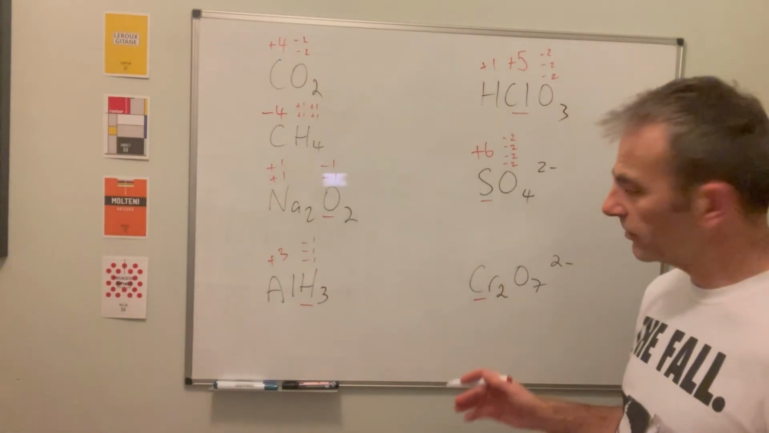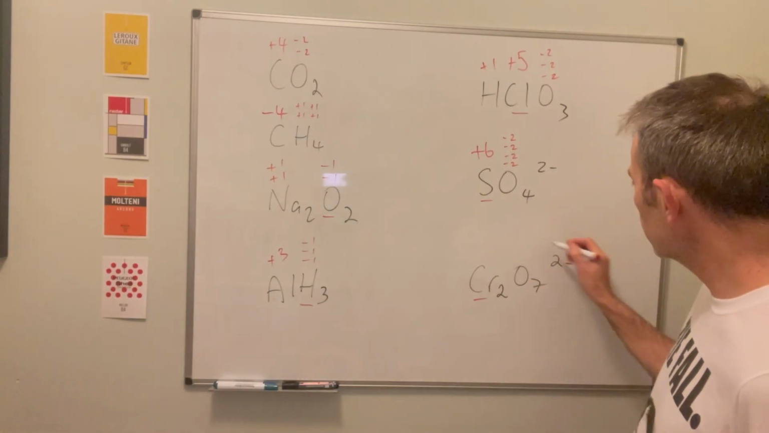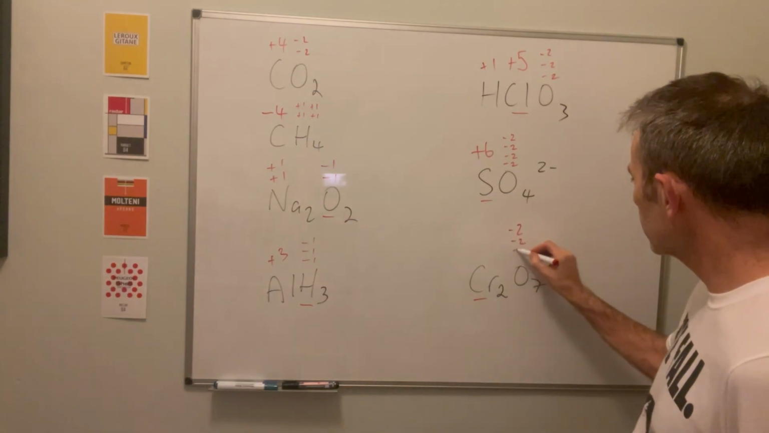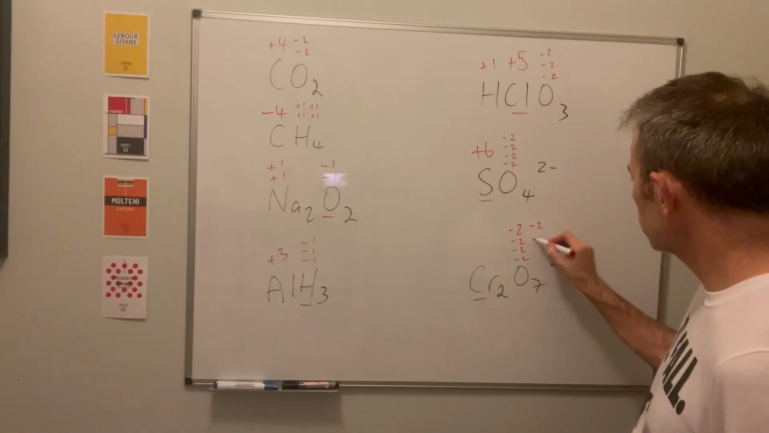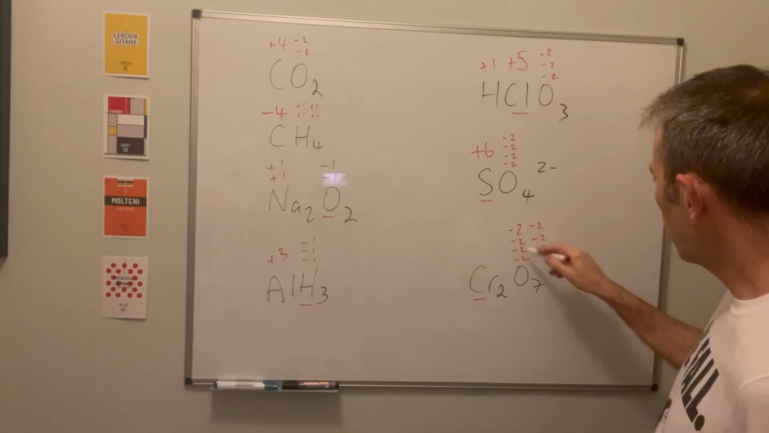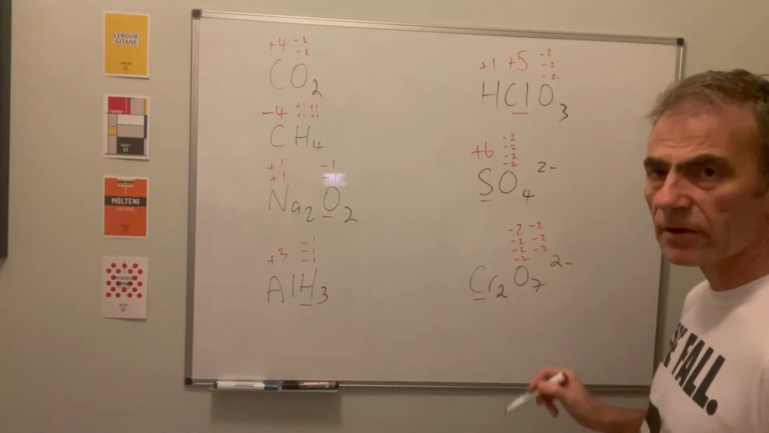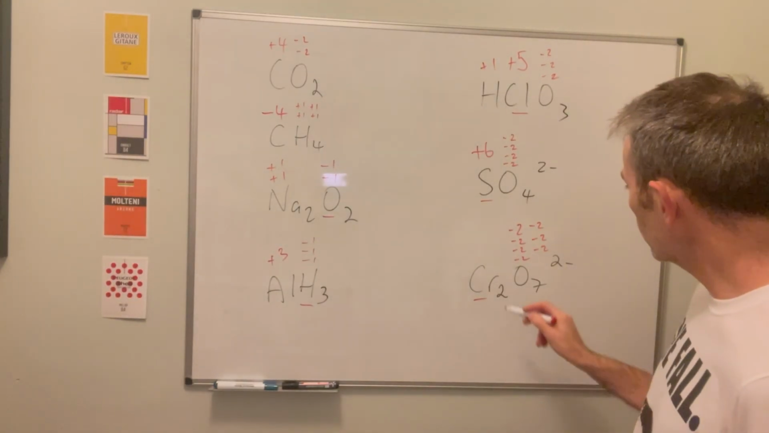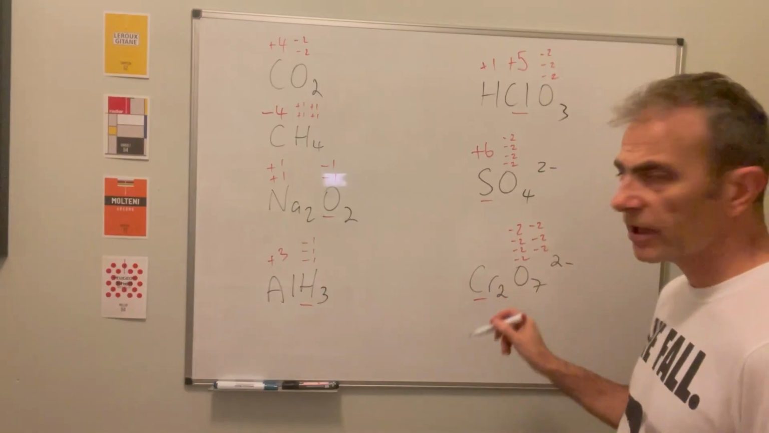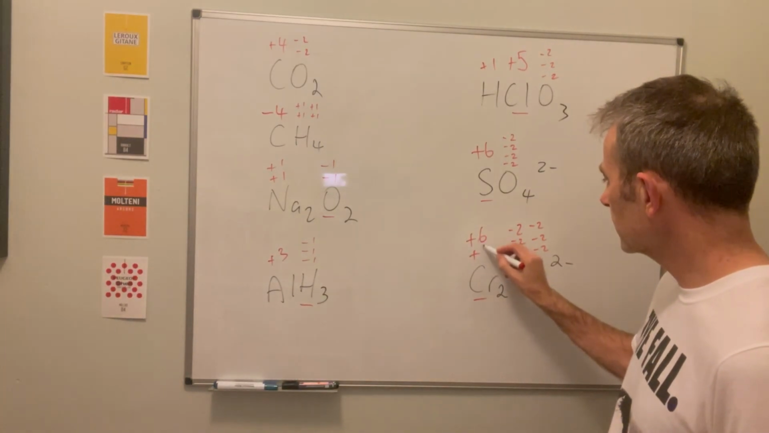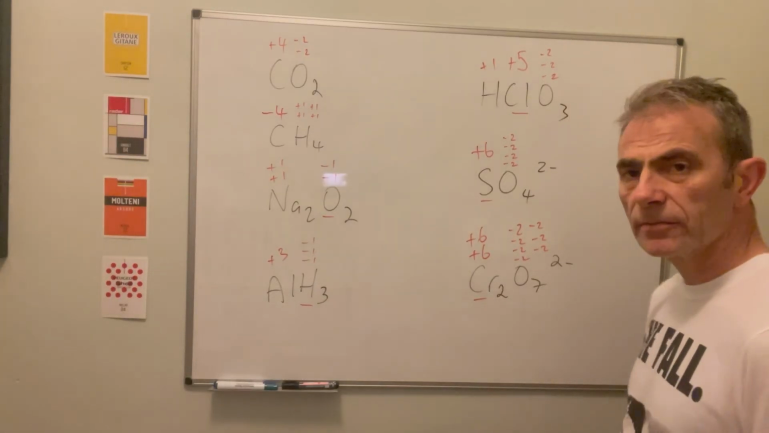Okay, so moving on to the last one, we've got this ion of chromium and oxygen. We've got 7 O's, so -2 times 7. That's -14 combined for those, but we need to be left with a 2- charge. So the 2 chromiums must be putting in +12, which means they must be +6 each.